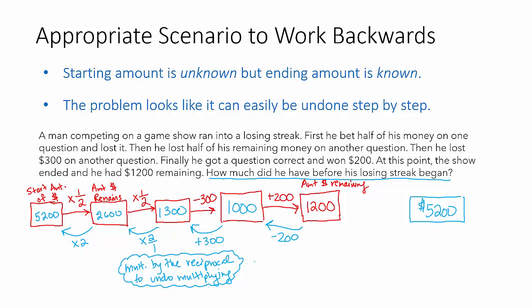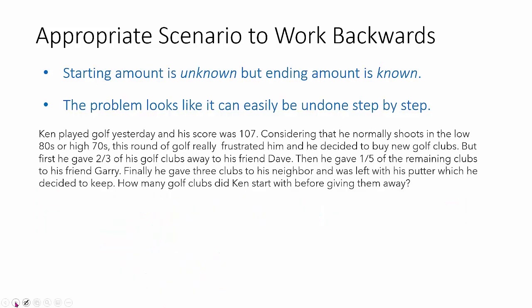All right, let's take a look at another question that also is an appropriate scenario to work backwards. So Ken played golf yesterday and his score was 107. Considering that he normally shoots in the low 80s or the high 70s, this round of golf really frustrated him. He decided to buy a new set of golf clubs. But first, he gave 2/3 of his golf clubs away to his friend Dave.